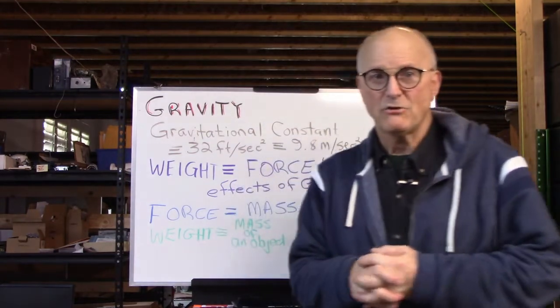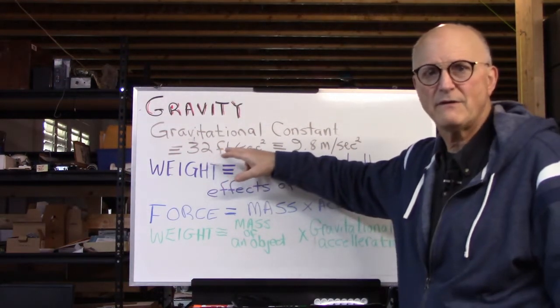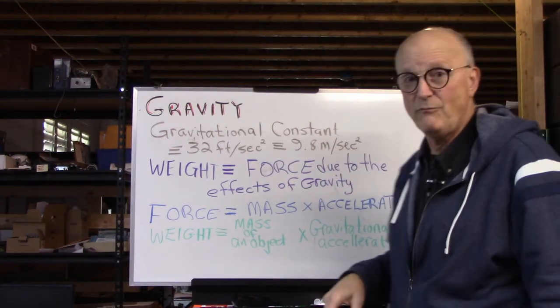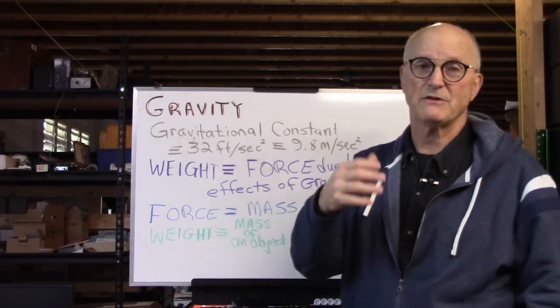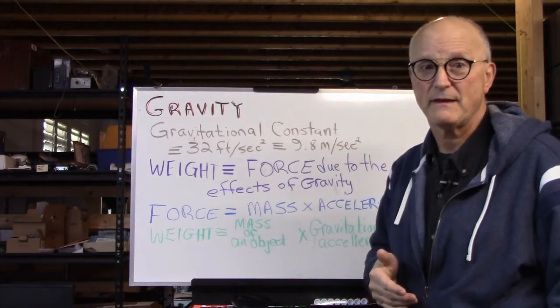The gravitational constant is 32.17 feet per second squared, or 9.8 meters per second squared. Those are the standard values for the gravitational constant.